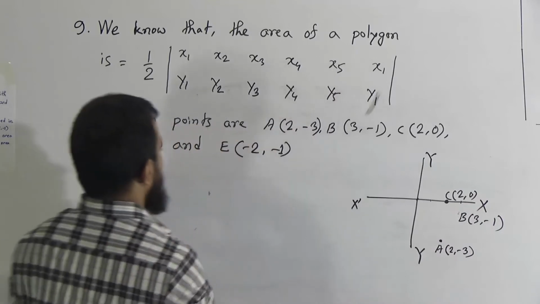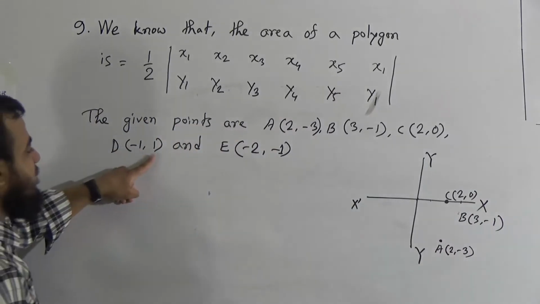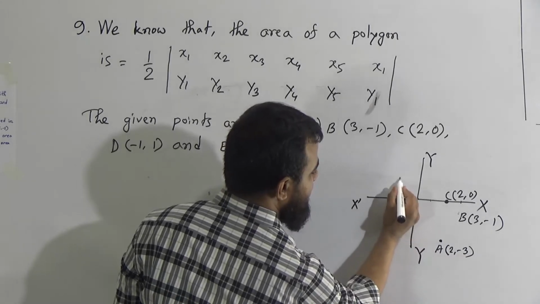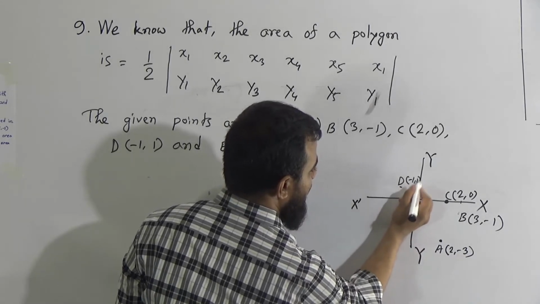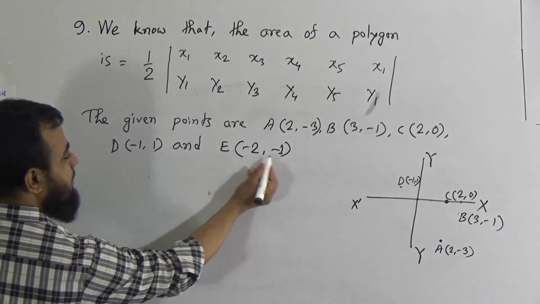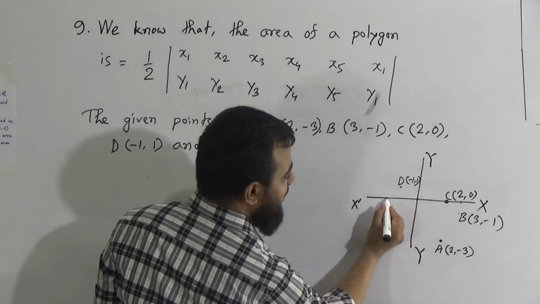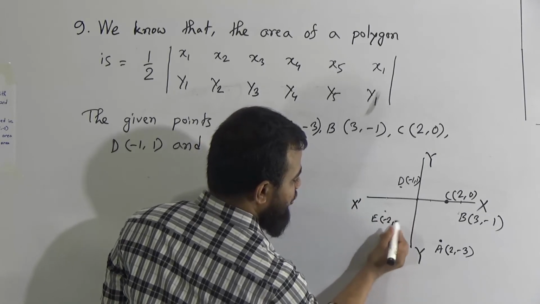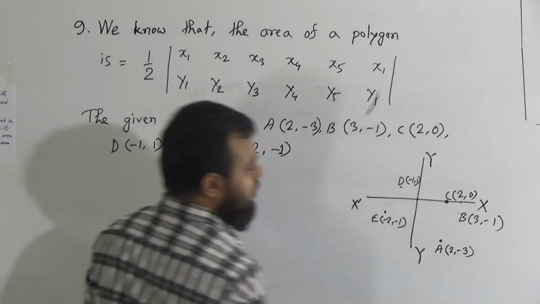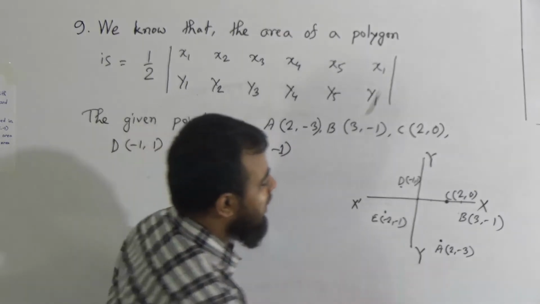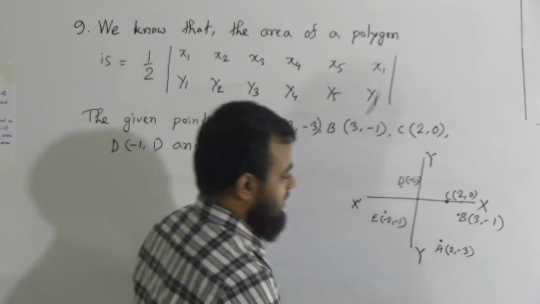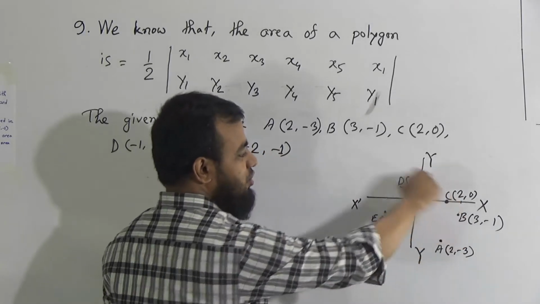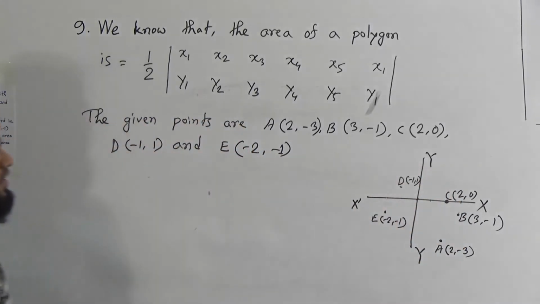Now we have point D. D is (-1, 1): -1 means on the left side, 1 in the upper. That means this is point D. And point E is (-2, -1): -2 is here and -1 is here. So this is our point E, (-2, -1). Okay. Look my dear students, these points are already in anti-clockwise order, A, B, C, D, E. So we can use this formula here.